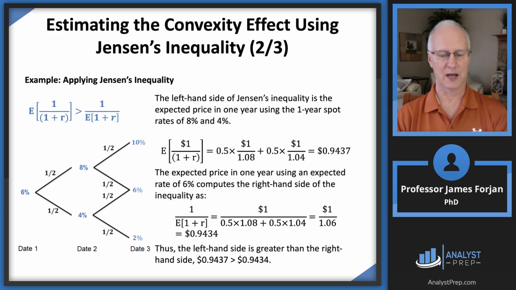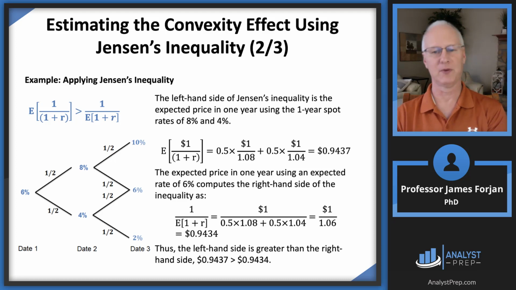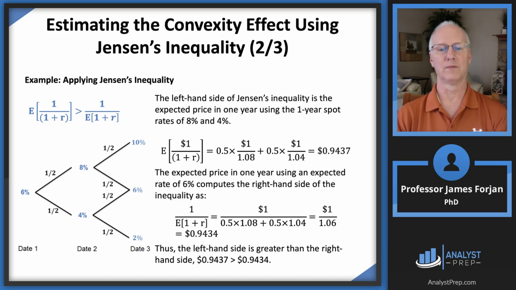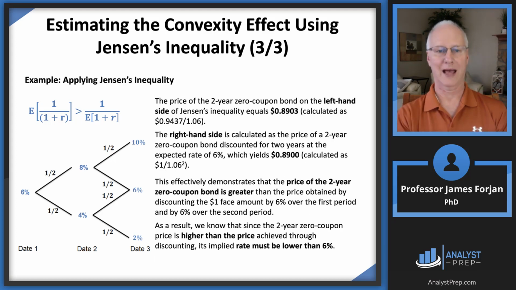The left-hand side is equal to the price of that zero coupon bond today, which happens to be greater than the discounted terminal value, the discounted terminal cash flows at the 6%. But instead of 6%, we do the expectations of 6%, 50% of 1.08 and 50% of 1.04. Therefore, of course, that yield or that spot rate has to be lower. And that's what I have on this slide here.